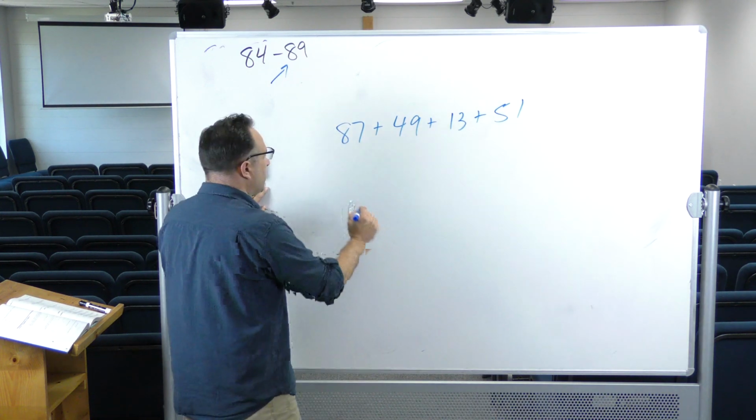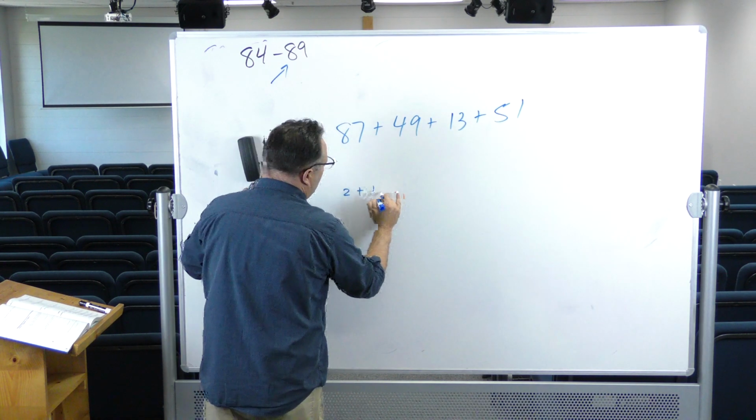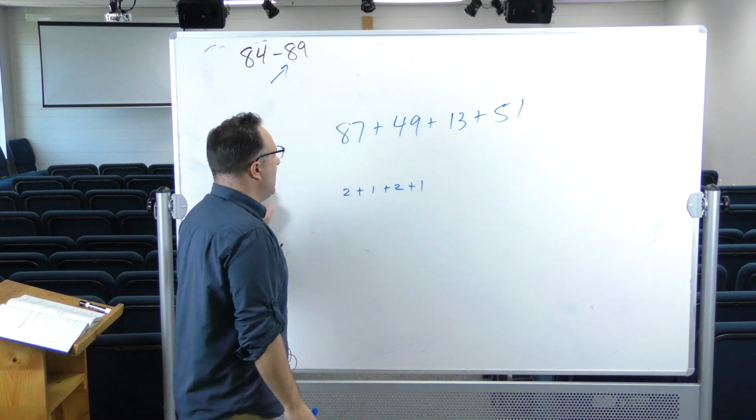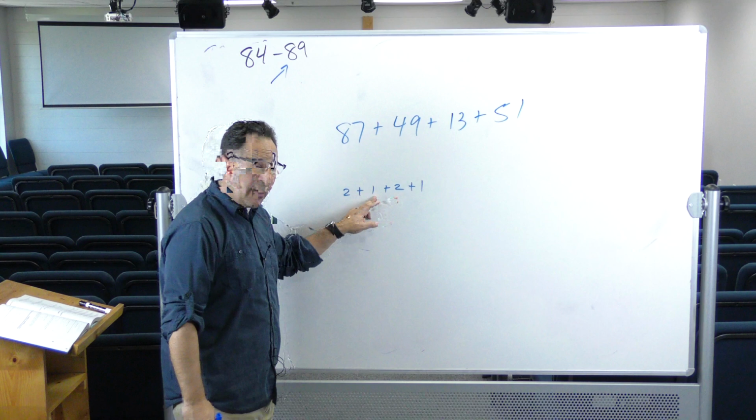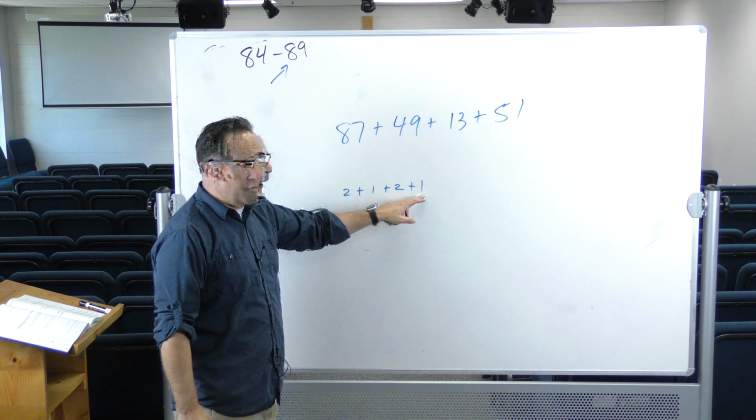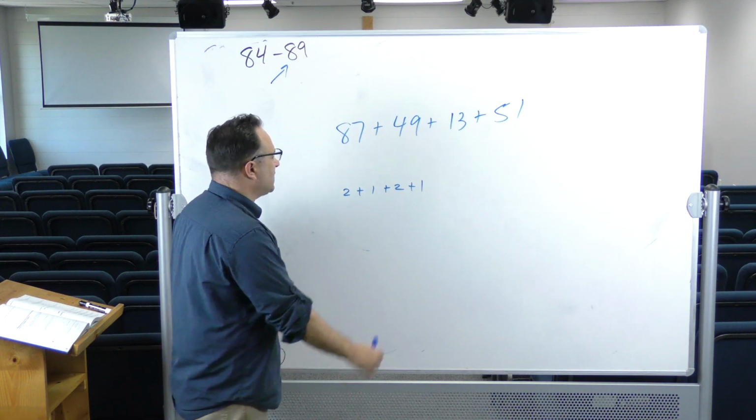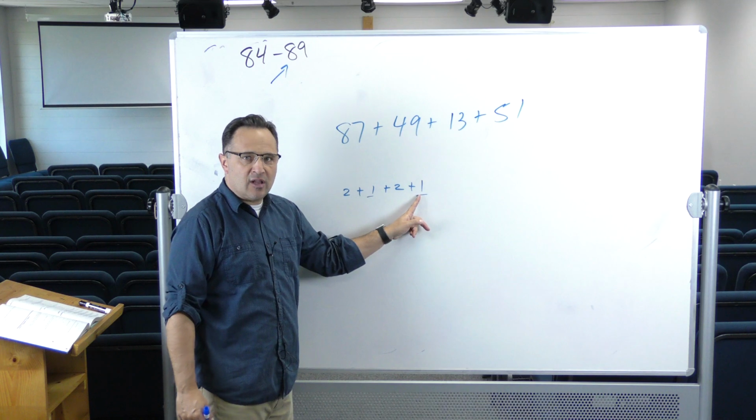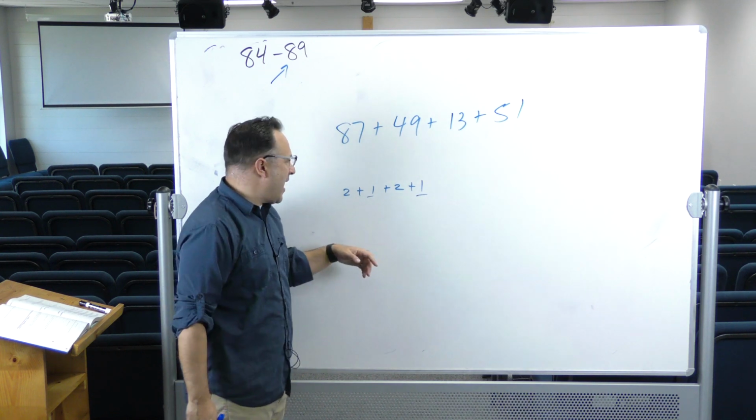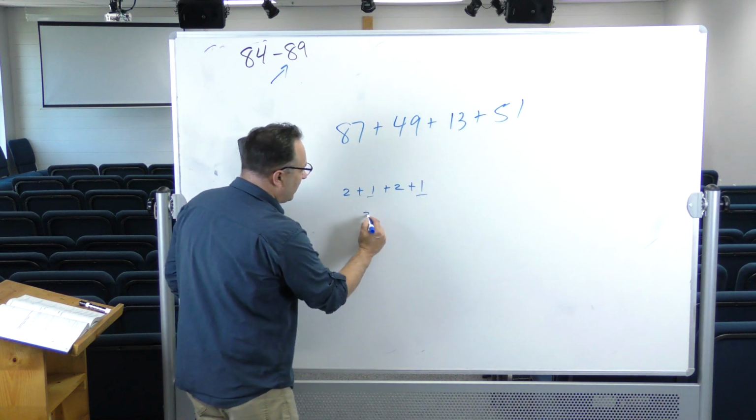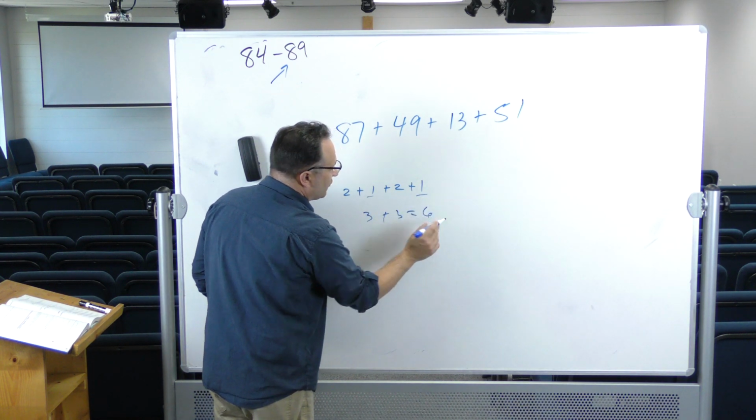I'll give you a very simple example. 2 plus 1 plus 2 plus 1. I can go 2 plus 1 is 3, plus 2 is 5, plus 1 is 6. Or I could do this: I know that 1 and 1 is 2, and 2 and 2 is 6. So the order doesn't matter. If I go 2 plus 1 is 3, and 2 plus 1 is 3, and I make this 3 plus 3, I get the answer 6.